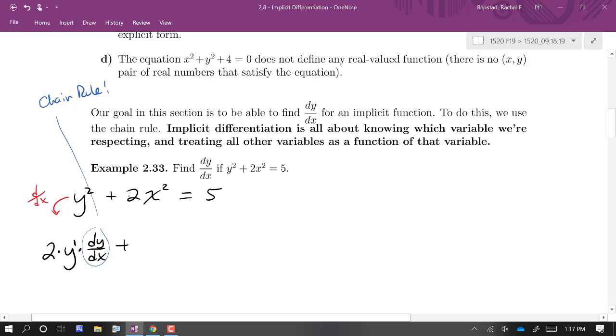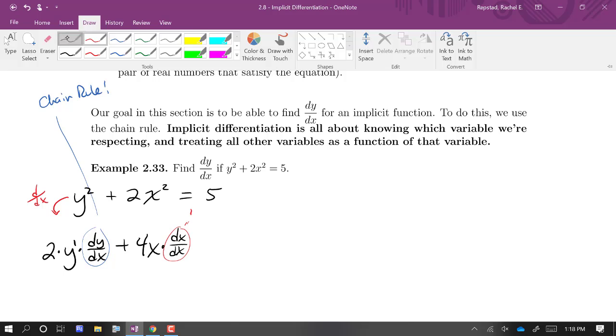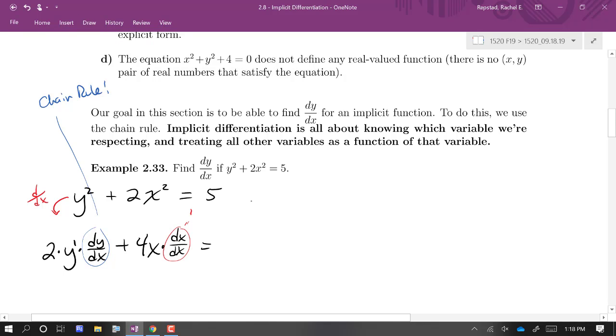If I move on to the next term, which is 2x squared, what's that derivative? 4x. Now, if I thought about applying the chain rule here, we'd say, oh, now multiply by the derivative of x. And that would be dx/dx. And what do you think dx over dx is? 1. So usually we leave that out, right? Often when we're doing this, we don't write anything for that because it's just equal to 1. And then on the other side, don't forget to take the derivative on the other side. What's the derivative of 5? 0.